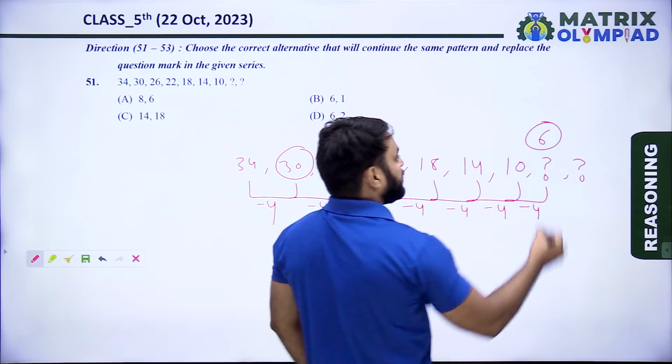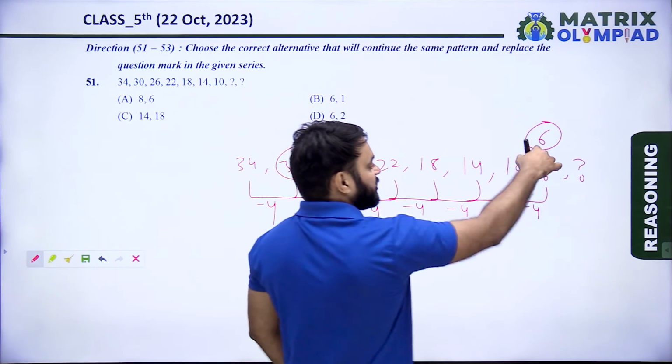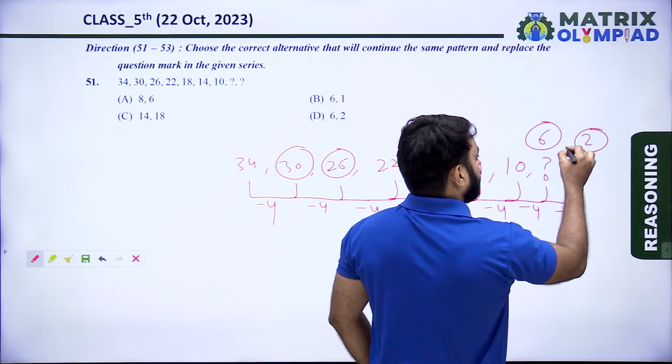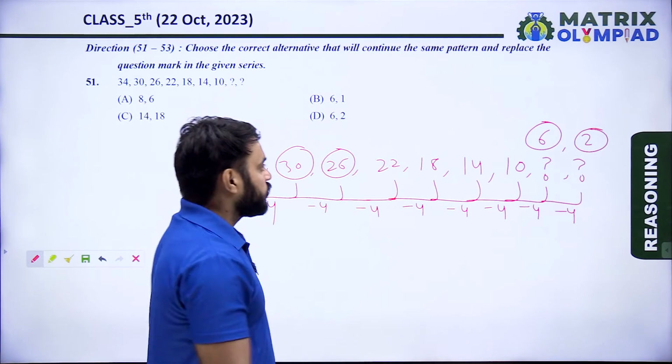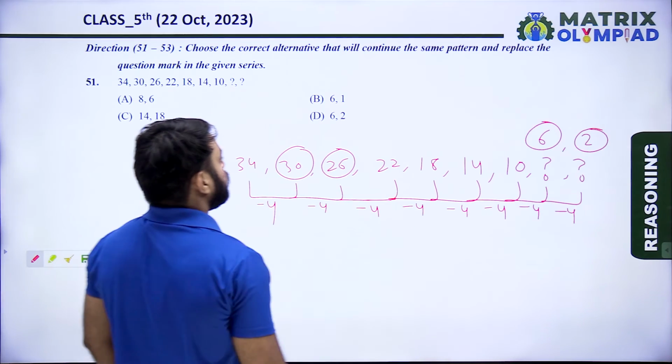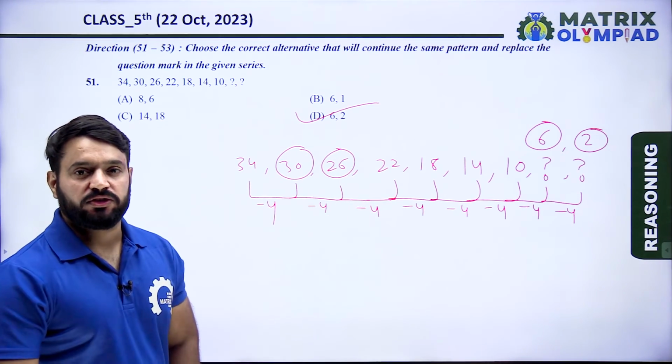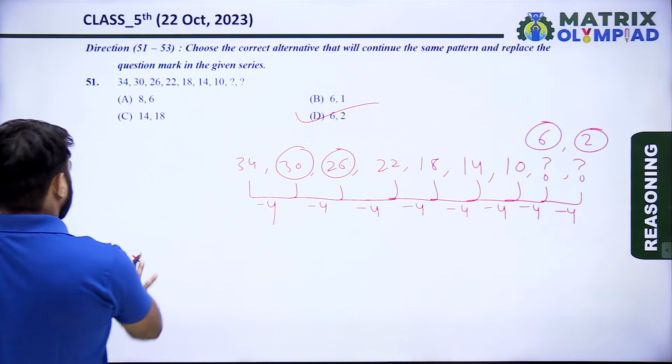So first missing number is 6. Now 6 minus 4 is 2. So second missing term is 2. So 6 and next term is 2. It means option D is the correct answer of this question. So let's move on to the next question.